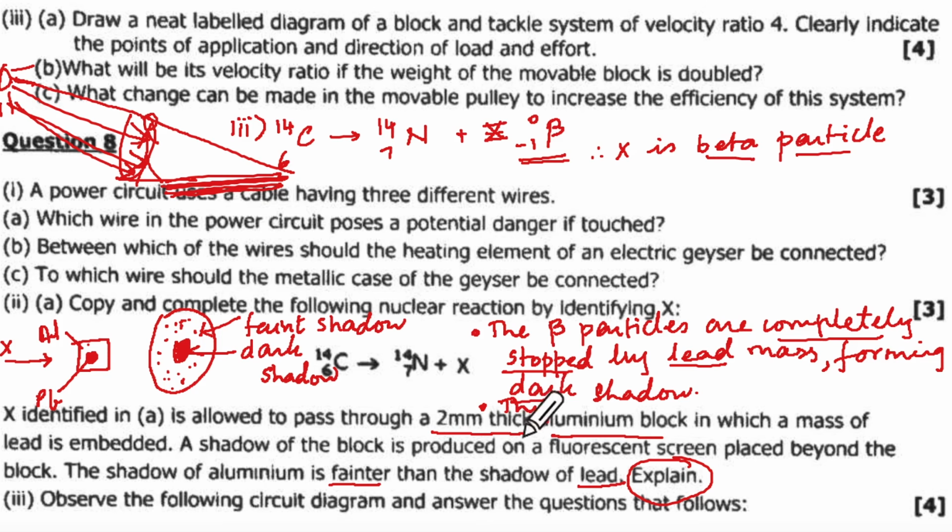And then in the last line, this is because beta particles can penetrate partially through aluminium but cannot penetrate through lead. Okay, this will be written here after this. All right.